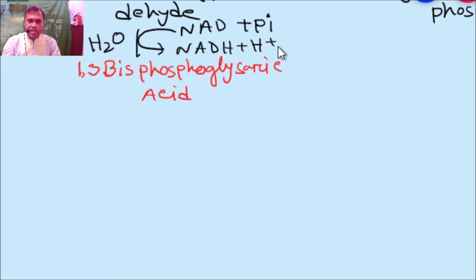This process is known as mutation, and the enzyme name is mutase. The complete name is phosphoglyceric acid mutase. Next, 2-phosphoglyceric acid then turns into 2-phosphoenol pyruvic acid.